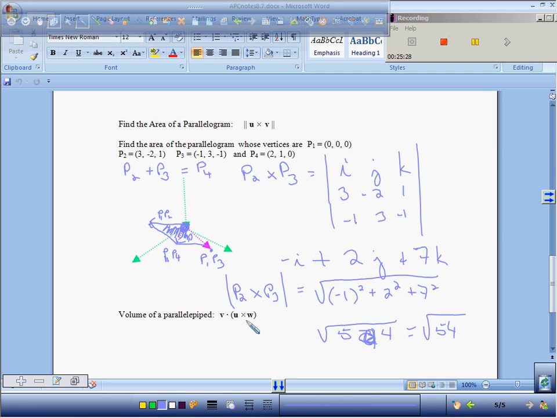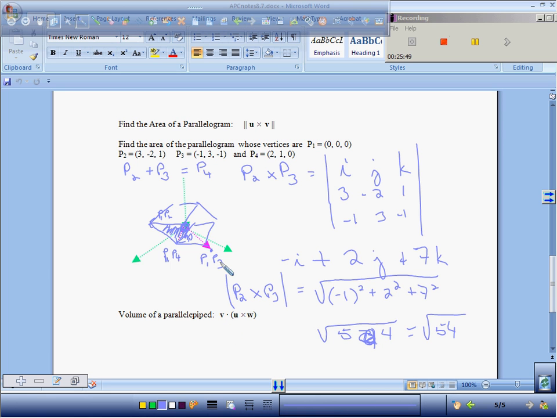As far as the volume of a parallelepiped, what that means is, a parallelepiped is like a three-dimensional parallelogram, like something going up this way and this way. You know what I mean? Kind of like that. And if this were that third vector coming out this way, I could find the volume by multiplying V dot U cross W. But we don't have to do that. We don't have a homework problem.